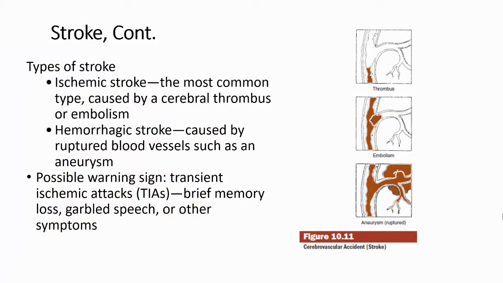There are different types of strokes that can occur. There's the ischemic stroke, which is the most common type of stroke, and it's caused by a cerebral thrombus or embolism. Here you see a thrombus where the blood vessel is blocked, and here is an embolism. You can see this is a clot. And an aneurysm is when this clot here has ruptured, so there is bleeding in the brain, essentially.